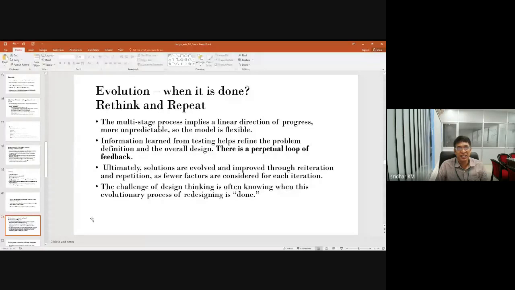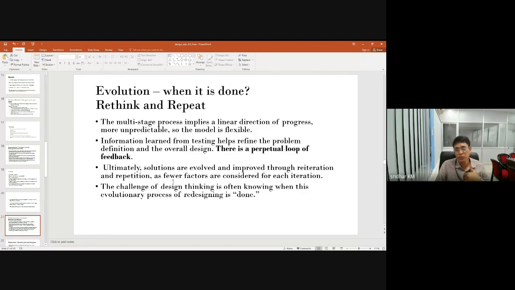So what is evolution? When it is done, it is a rethinking and repeating process. The multi-stage process implies a linear direction of progress, but it is more unpredictable. So the design model is very flexible with respect to evolution. We don't know how it will evolve. Once it is tested, again it is not the same. It may evolve with new ideas also as we put it in use. Information learned from testing helps to refine the problem and the overall design.